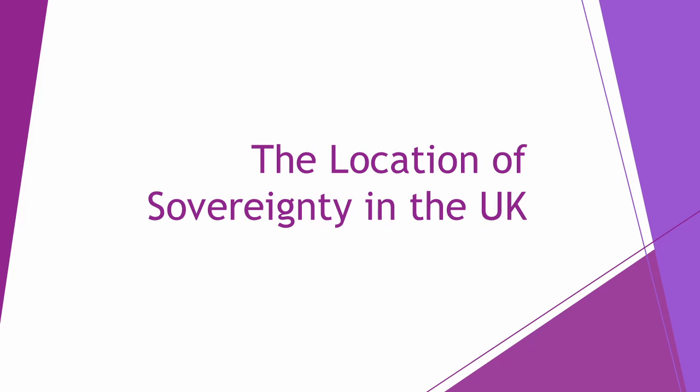Sovereignty could be said to lie in the judiciary as the courts have the power to hold the executive and legislature to account, shown in 2019 when the Supreme Court ruled Boris Johnson's prorogation of Parliament unlawful, reinforcing judicial oversight over government actions.